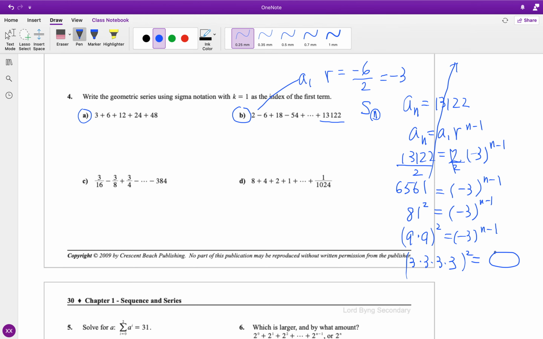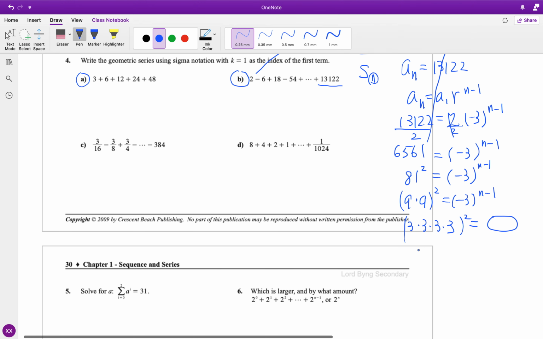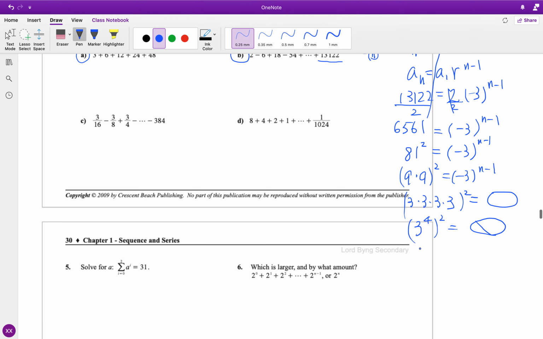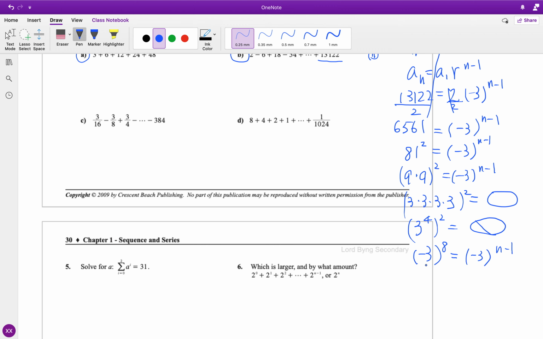The right-hand side is the same thing. All right. So that also means this is 3 to the power of 4 and to the power of 2 and equals the right-hand side. Okay. And then because all are even powers, I can write negative 3 to the power of 8. That is negative 3 to the power of n minus 1. Bingo! That means n minus 1 equals 8, n equals 9.